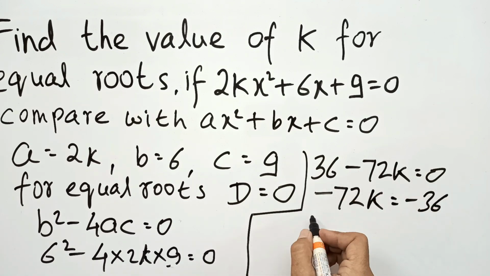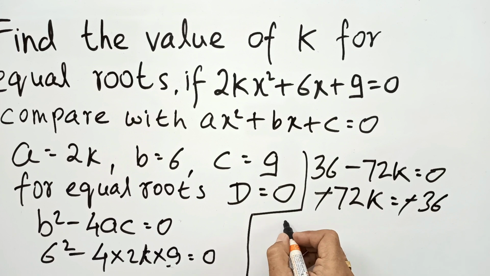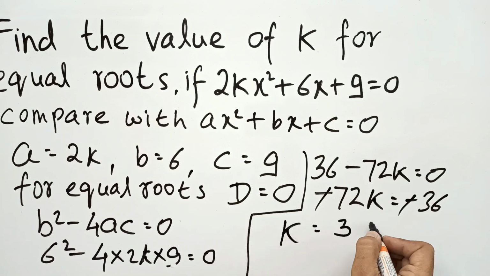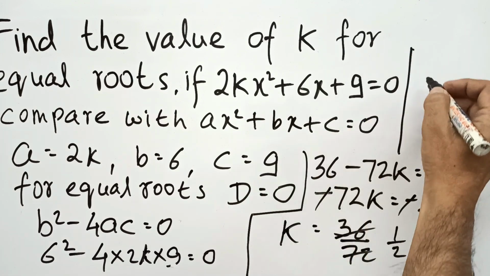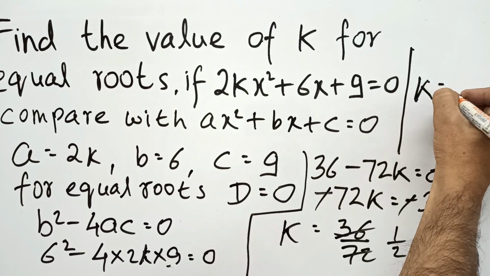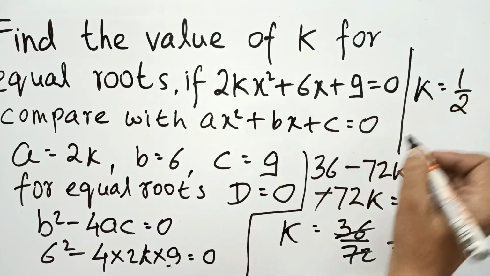36 will be shifted to the RHS, and the minus will be cancelled. k is equal to 36 upon 72. After cancellation it will be 1 upon 2. So the answer of this question, k is equal to 1 upon 2.